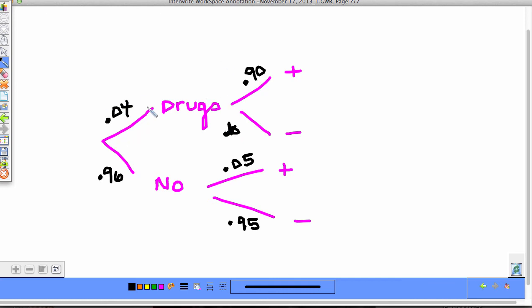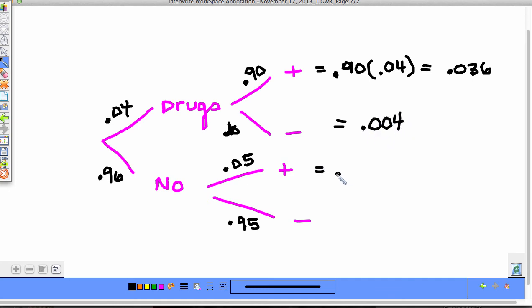Okay, and I can find out the ands. This one is the probability that they do drugs and get a positive. 0.90 times 0.04, which would be 0.036. And I do the multiplication for this one, and I get 0.004. I do the multiplication for this one, and I get 0.048. And for this one, I get 0.912.